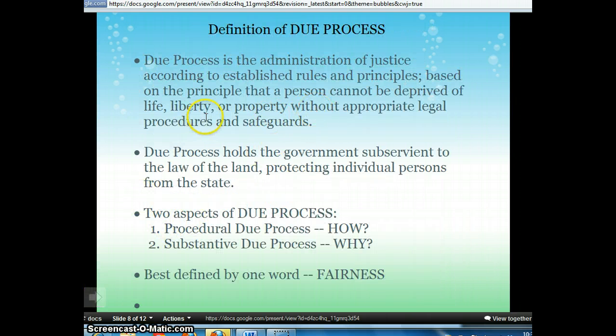What is due process? Due process is the administration of justice according to established rules and principles, based on the principle that a person cannot be deprived of life, liberty, or property without appropriate legal procedures and safeguards. Due process holds the government subservient to the law of the land, protecting individual persons from the state. There are two aspects of due process: procedural due process, which is how things are done, and substantive due process, which is why things are done the way they are. And basically, due process can be defined in one word, which is fairness.